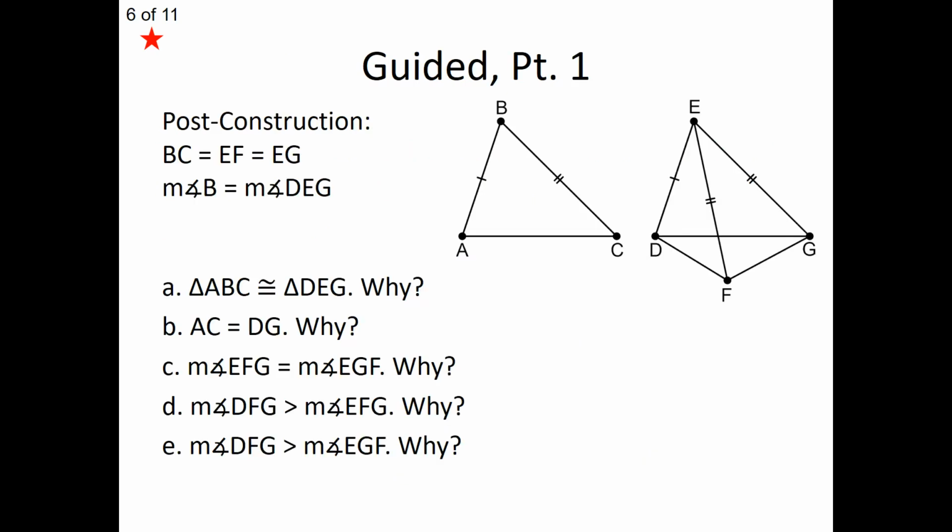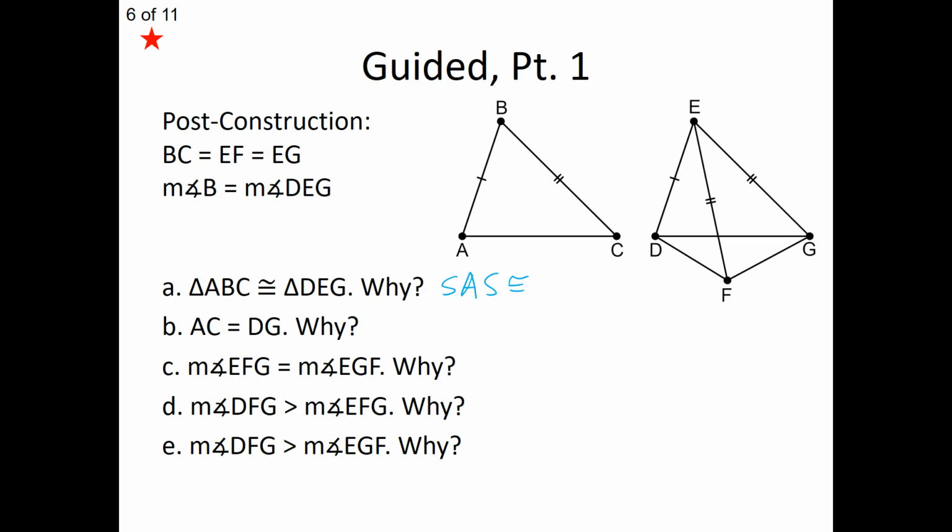So we've got our two diagrams again, post-construction, which means we know that BC is equal to EF, which is also equal to EG. All three of those are equal to each other, and by our construction, we also know that angle B is equal to angle DEG. Okay, so where we actually begin is we, from our construction, have formed a pair of congruent triangles. Triangle ABC is congruent to triangle DEG. Why? Well, because we have two sides of the first equal to two sides of the second, and the included angle of the first is equal to the included angle of the second, which means by side angle side congruence, we have ourselves a pair of congruent triangles.